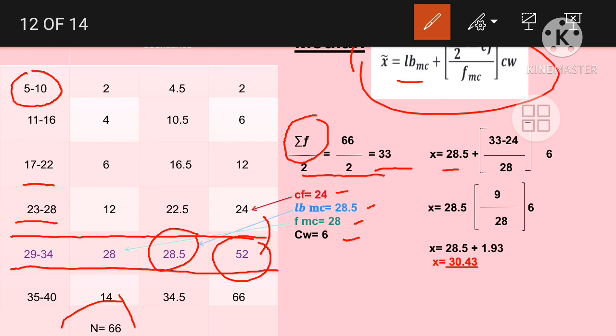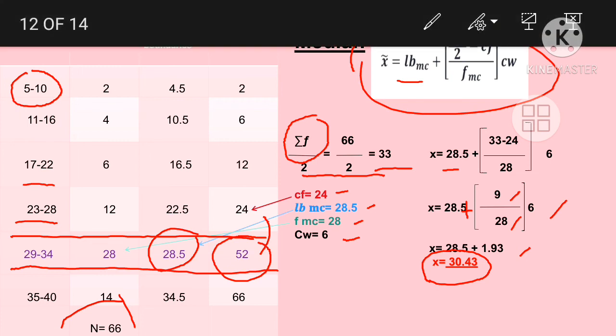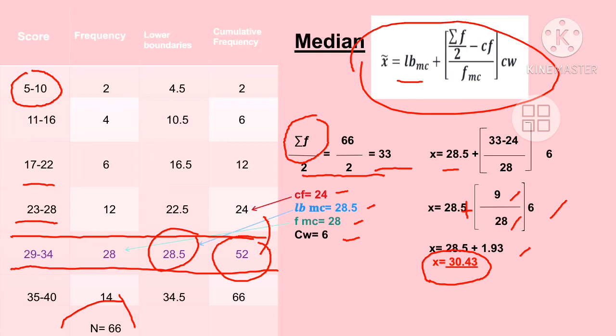So, we are going to solve now. The 33 minus 24 is equal to 9 divided by 28 times 6 is equal to 1.93. Tapos, i-add na natin. Ito, may plus dito. So, 28.5 plus 1.93 is equal to 30.43. Yan. So, nakuha na natin yung median natin. Panghuli ay ang mode.